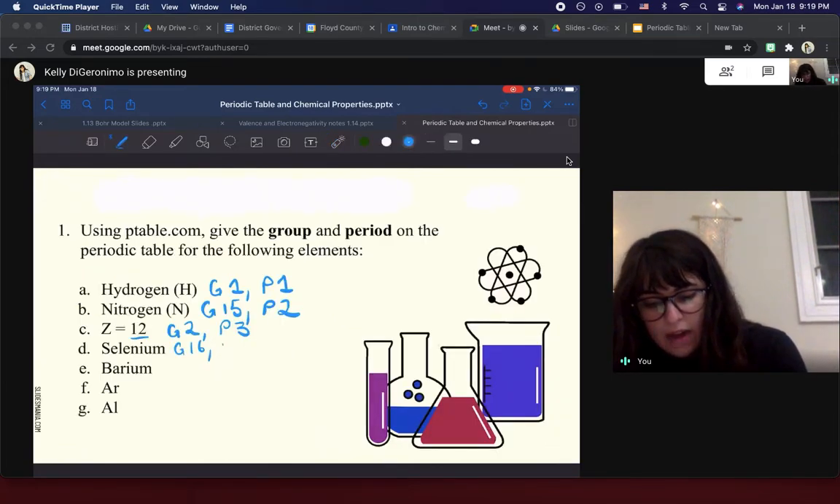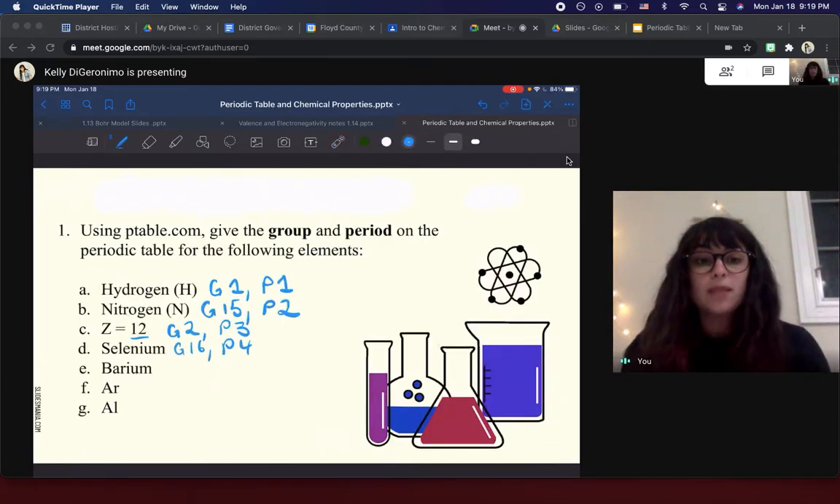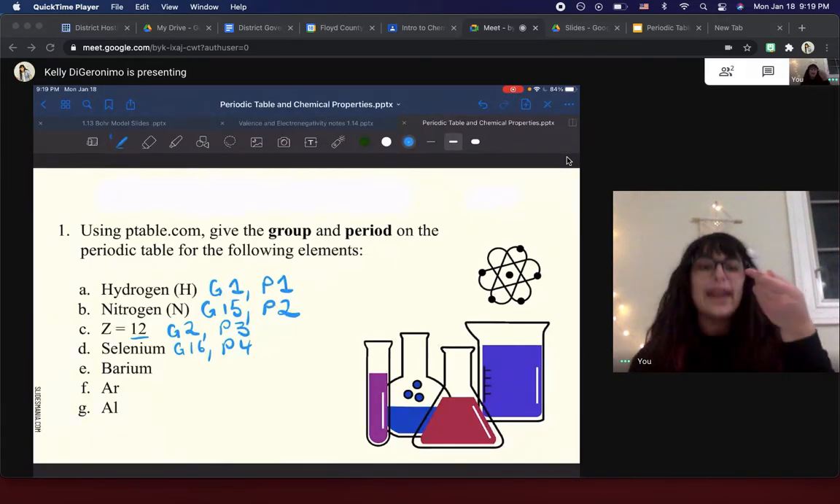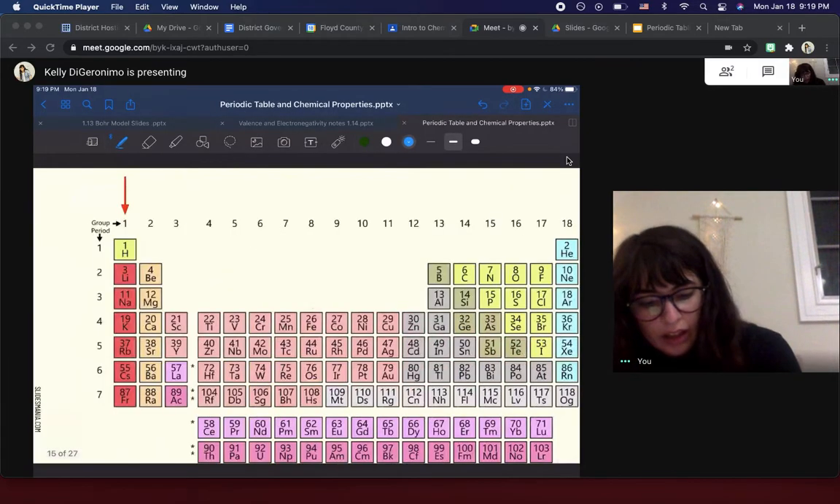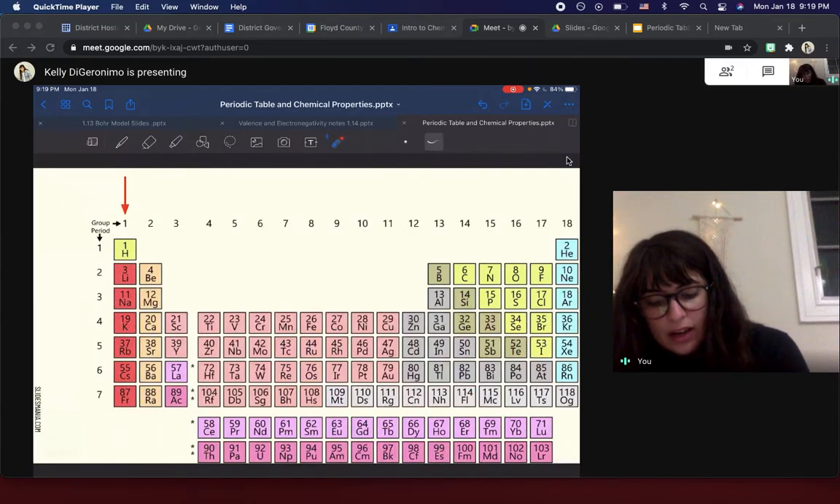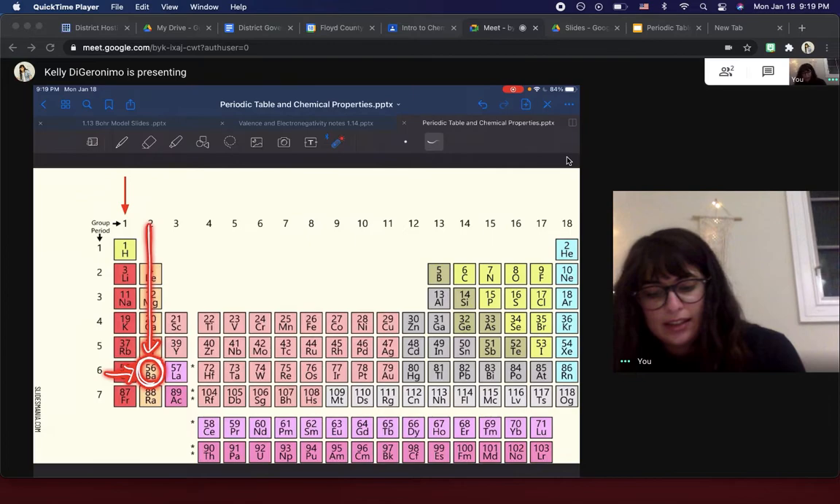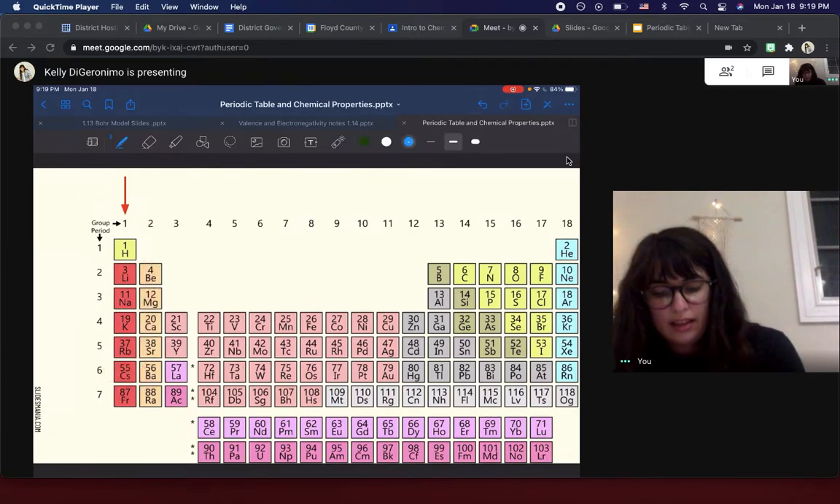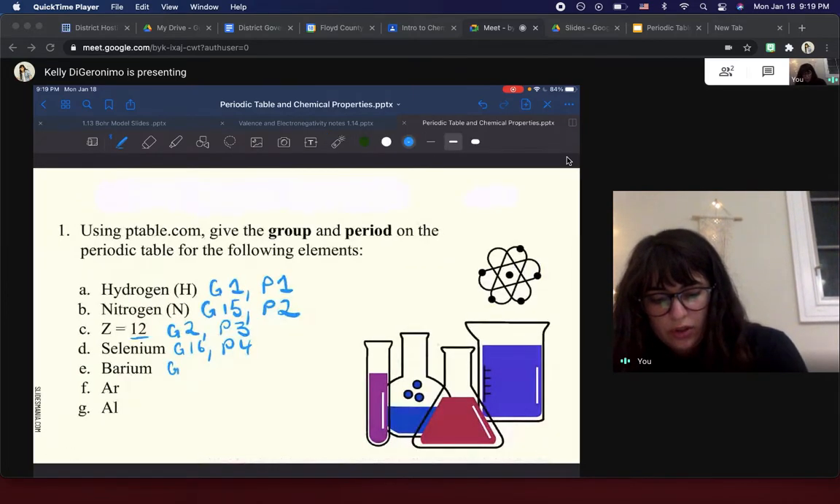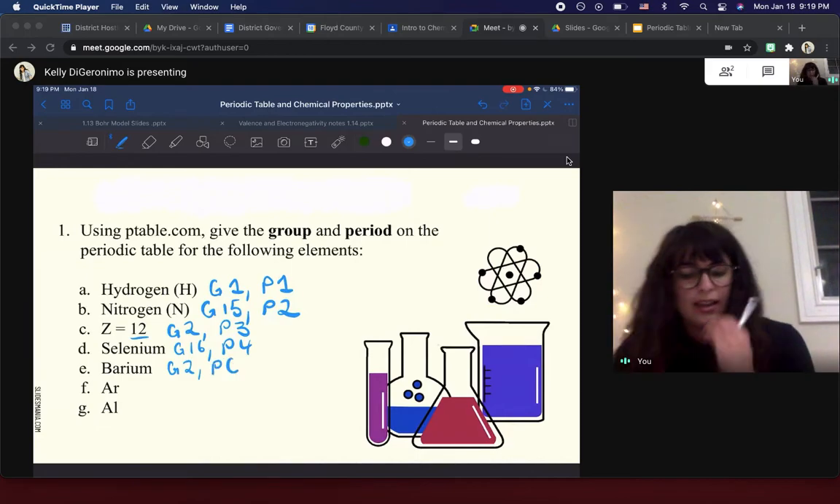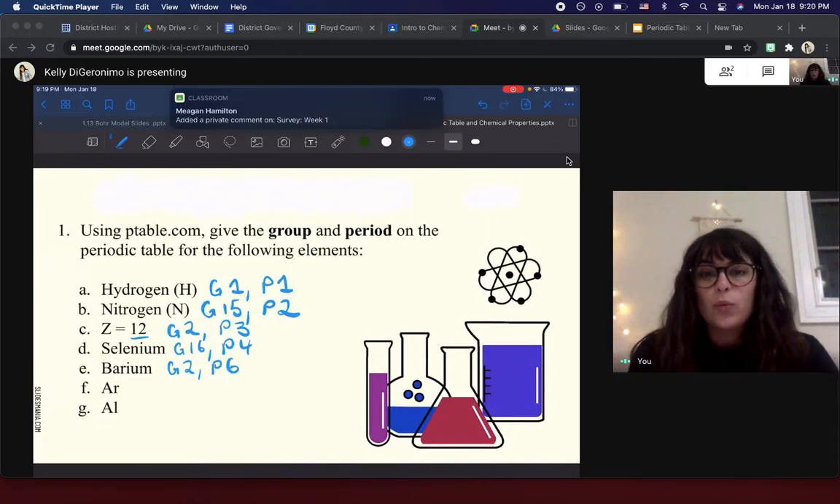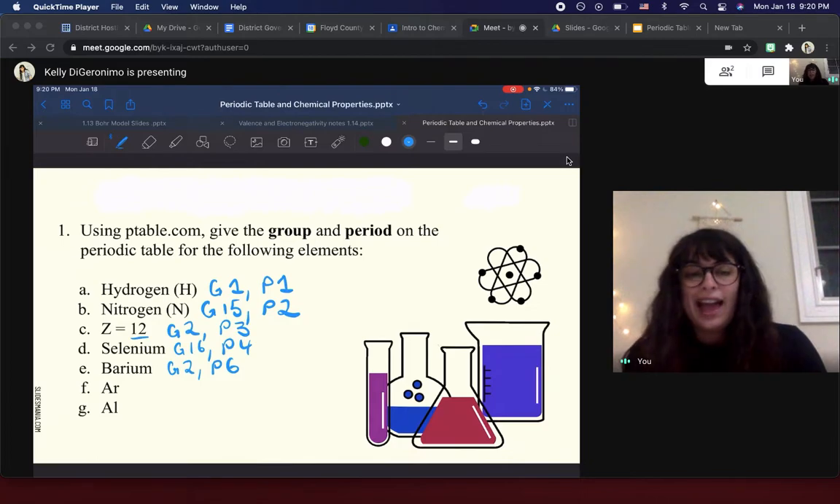G16, P4, and barium. Try it. And we'll check it. Barium is down on the bottom left. It's in group 2, period 6. Group 2, period 6. Now find the element with the atomic symbol AR.